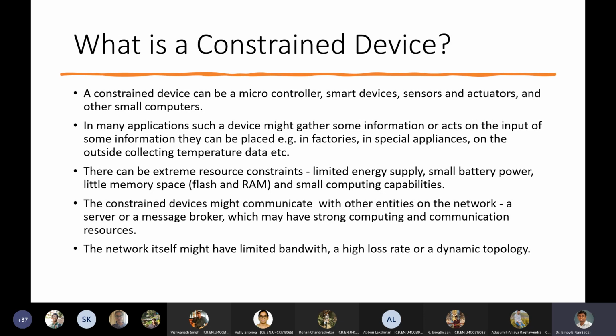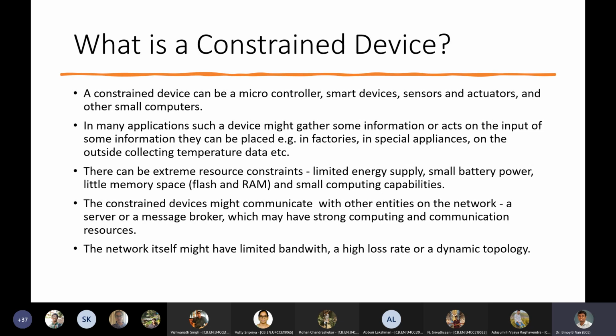According to RFC 7228, they have defined what a constrained device is. The need for defining a constrained device comes into the picture because they want to keep it separate from non-constrained devices such as laptops. Because that also is a mobile system. Your laptop is also a mobile device. It also has a battery.